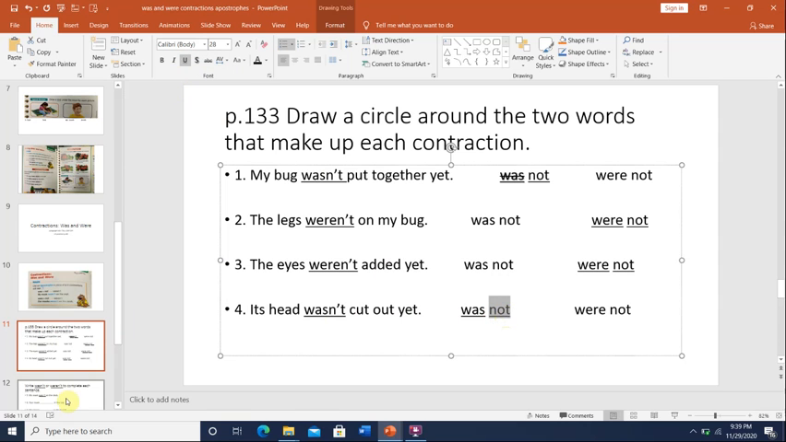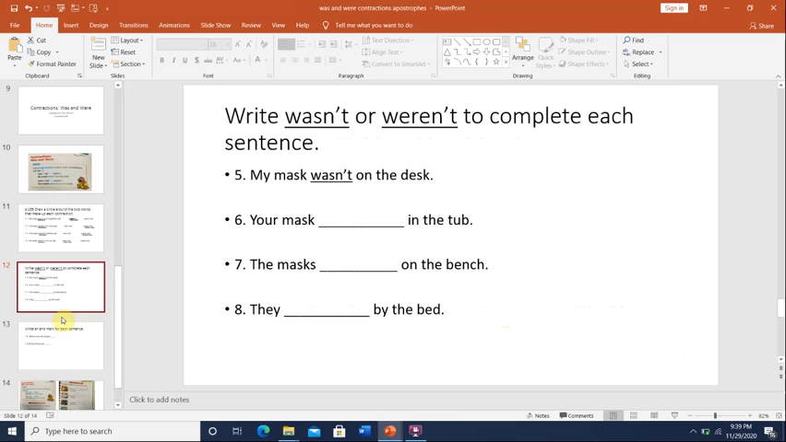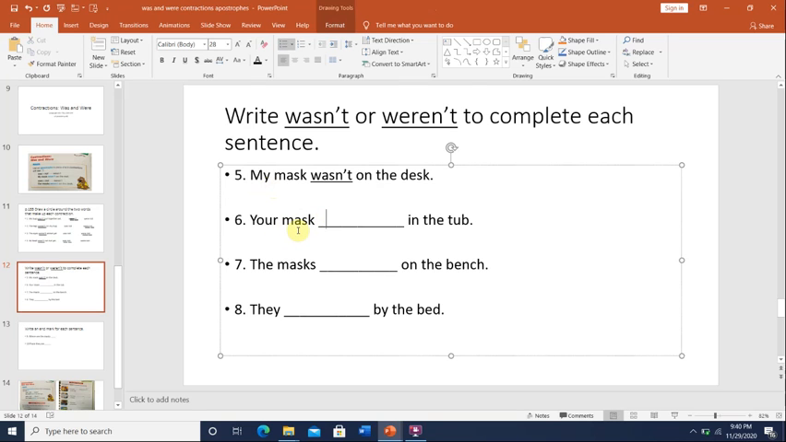Okay? Now, on page 134, we will use wasn't or weren't to complete each sentence. It says here, my mask wasn't on the desk. Here we complete it with wasn't because the sentence is about one thing. My mask, one mask only. Okay, number 6. Your mask wasn't or weren't in the tub. Your mask is only one. So your mask wasn't in the tub.